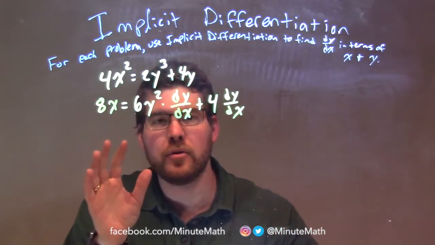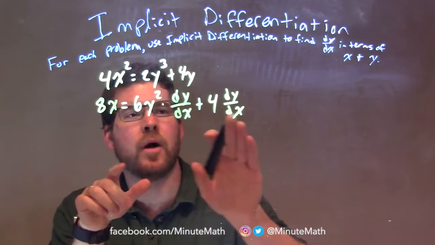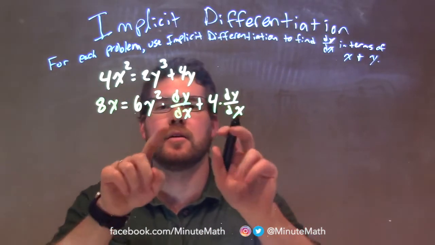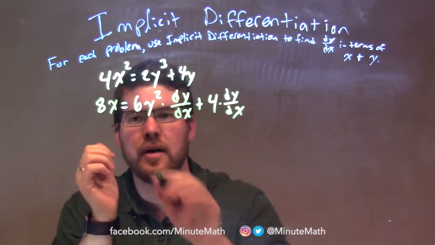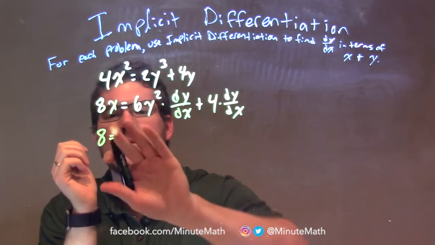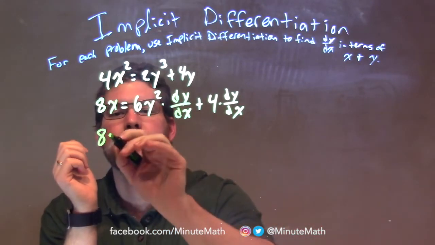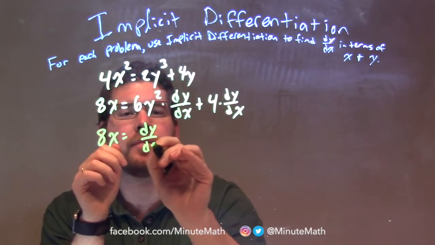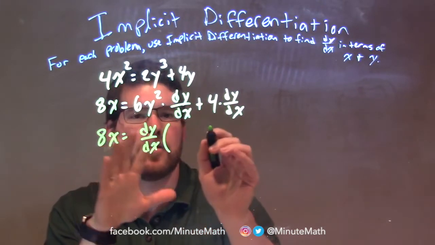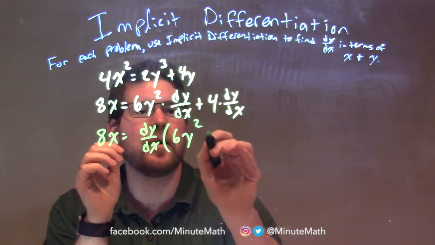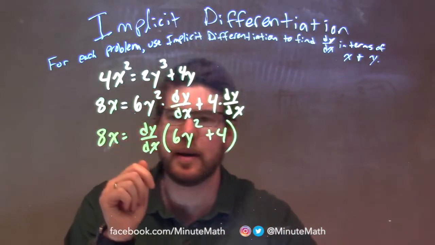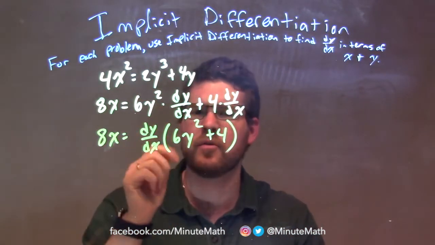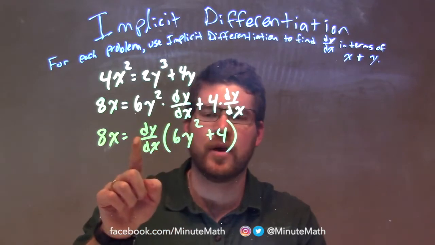Now, what I want to do is pull out a dy/dx. I see it's being multiplied in both parts of that plus sign. So 8x is equal to, let's pull a dy/dx out front, times what's left, right? 6y squared plus 4. So I made 6y squared plus 4 there, and dy/dx right out front.